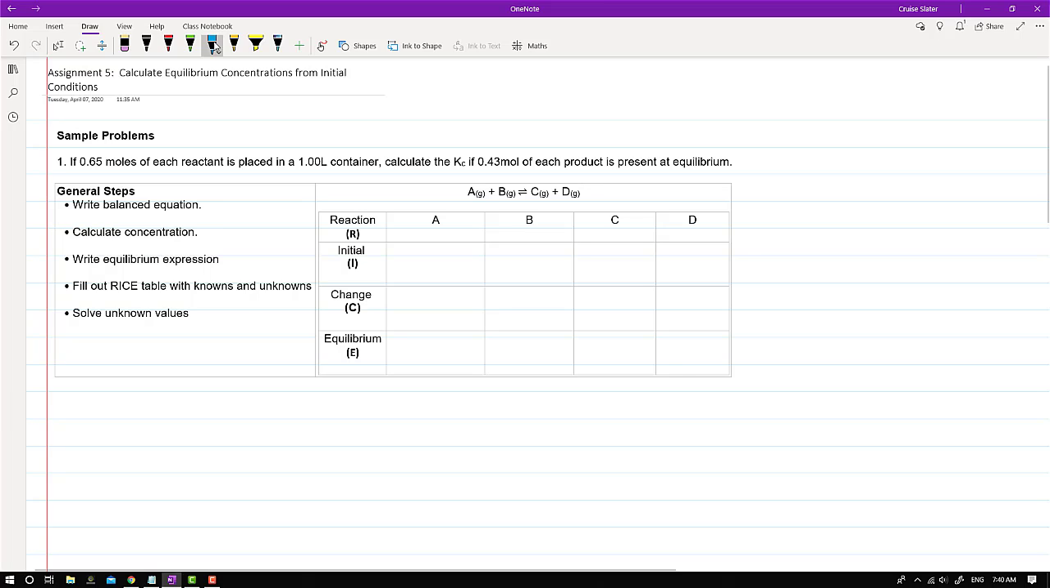Hello everyone, in this video we're going to be looking at calculating equilibrium concentrations from initial conditions. I have a sample question here, but before we go into the sample question, I want to refer to these general steps that will help you solve each of these questions in this type of material.